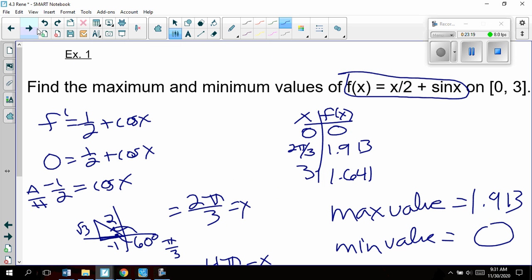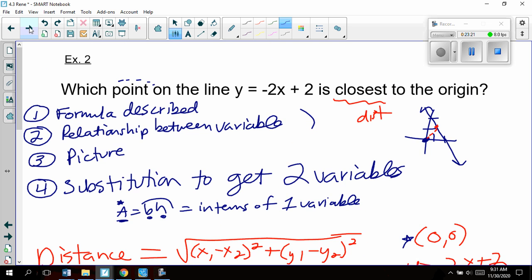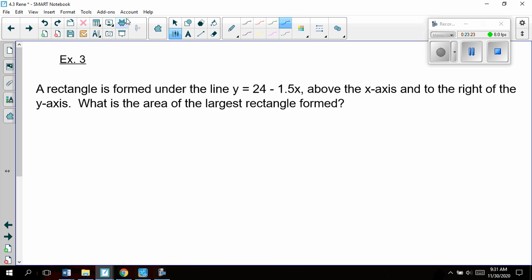All right, let's talk through one more here, and then we'll do more examples tomorrow. So I want a rectangle under this line that is above my x-axis and to the right of the y-axis, and I want the area of the largest rectangle that is formed.